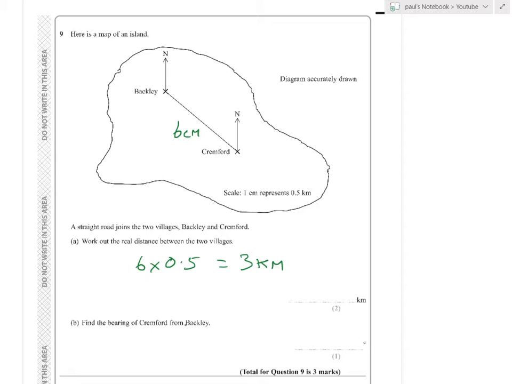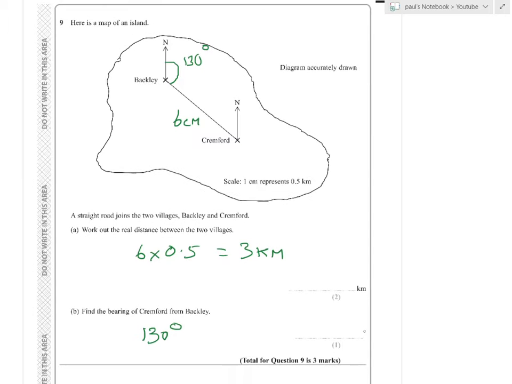Find the bearing of Cremford to Brackley. So of Cremford from Brackley. So it's this one here. So we've got to work out what that angle is. If I measure that from north, measuring on the screen now, bit weird, 130 degrees. Now the degrees might be alright, but the distance might be a bit dodgy because of the size of the image on the screen.